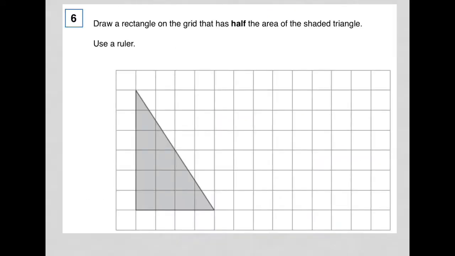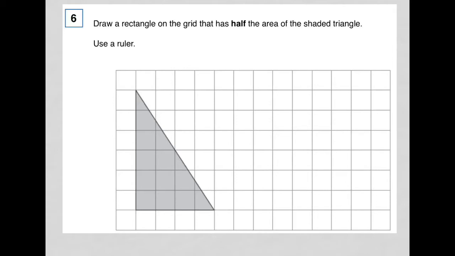Okay, so I thought it might be useful to also go through question 6 because I'm aware that we haven't done a lot on area of triangles. So I wanted to recap this. So the question says, draw a rectangle on the grid that has half the area of the shaded triangle. Use a ruler. Now, I haven't got a ruler, so you'll have to forgive me because this software that I'm using doesn't have a straight line tool.